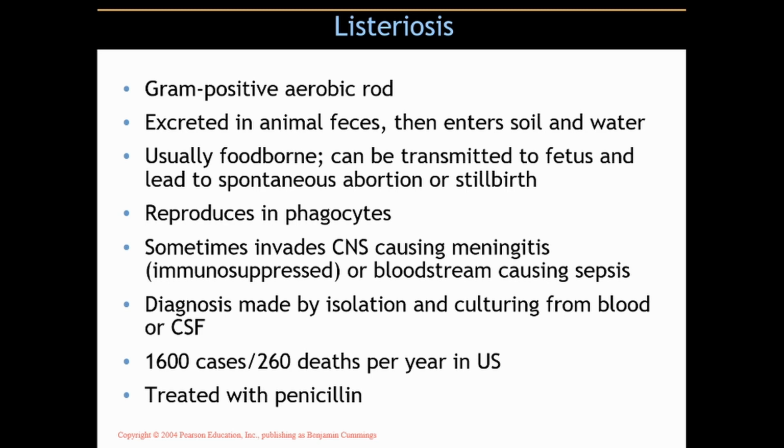It's usually foodborne for us, and it can be transmitted to the fetus and can lead to a spontaneous abortion or stillbirth. And that's not just in humans, I should specify, but this would also be in other mammals as well. What's interesting about these bacteria is that they reproduce in phagocytes. Even though they're within these cells that are supposed to be breaking them down and phagocytizing them, they actually can reproduce in them, and they can be passed from one white blood cell to another one.